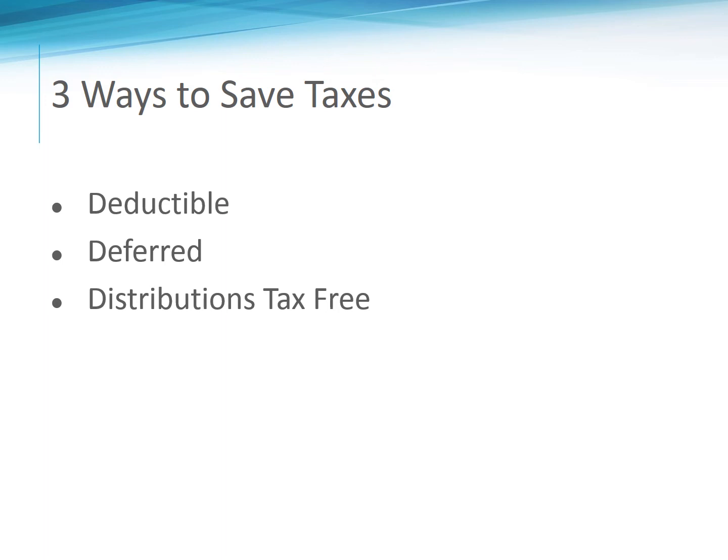For example, your typical bank account is not deductible nor deferred, but when you use the money at the end, since you have already paid tax on the principal and earnings, you get your distribution tax-free. For a traditional IRA, you get 2 of the 3. You get the deduction when you put money in, you have tax deferral while it grows, but you get to pay taxes when you withdraw the money.